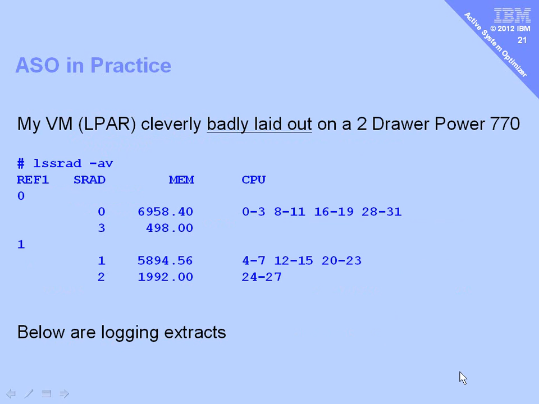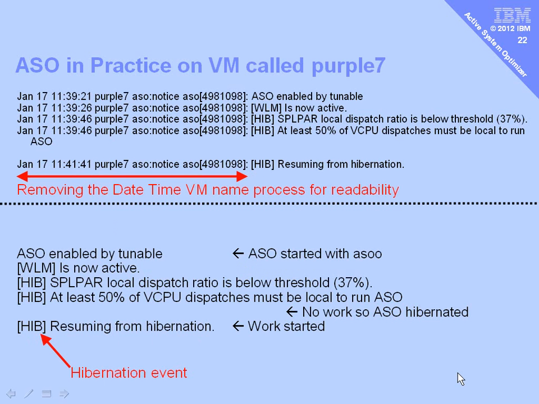I'm actually running this on a POWER7, and I've made sure that the virtual machine is badly laid out across my box. The ref numbers in here are the SRAD names for the two chips in my machine. The SRADs are the individual POWER7 chips, and you can see I have a mixture of CPU and memory spread across the entire machine. This will give ASO a good opportunity to do better when it's running my workload. And if you look at SRAD 3, we have some memory there on one chip and it actually has no CPUs at all.